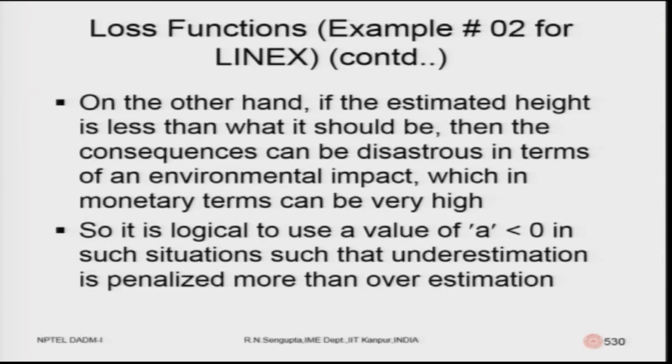So, obviously, you will think to have a situation where, okay, my mistake, in that case you will have an underestimation to be more penalized. I made a mistake, it is not A greater than 0, it should be A less than 0. So, it is logical to use a value of A less than 0 in such situations such that the underestimation is penalized more than the overestimation.